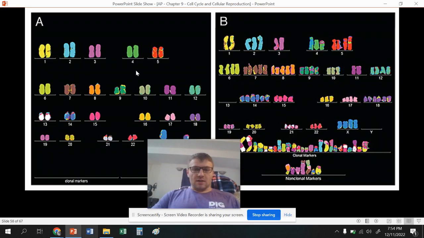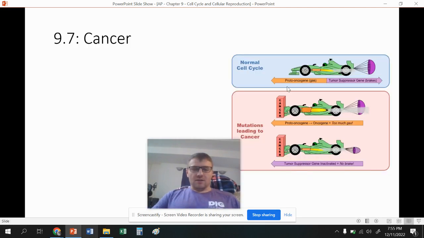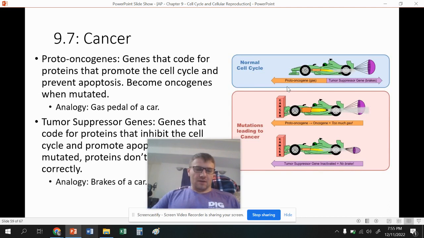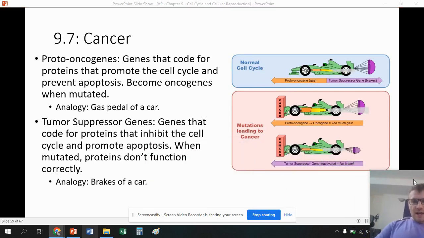So you can see the damage that is done here. It's a lot of damage done in the karyotype. You can see the average karyotype, what it looks like, and then a cancerous karyotype. Now, this is very specific to one type of cancer, but I like to show that karyotype anyways. Now, there are two main types of mutations that can occur.